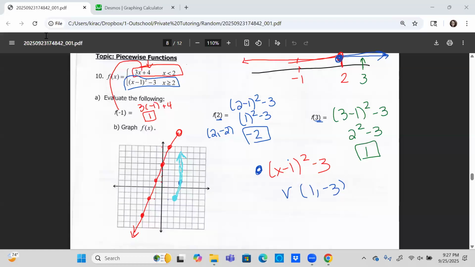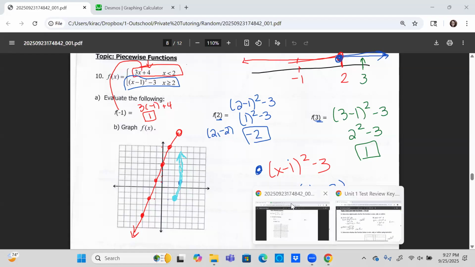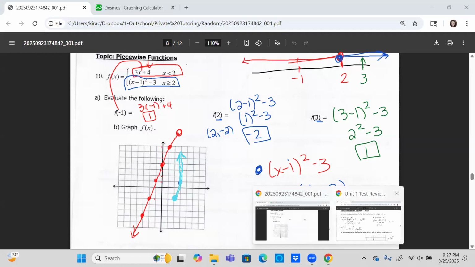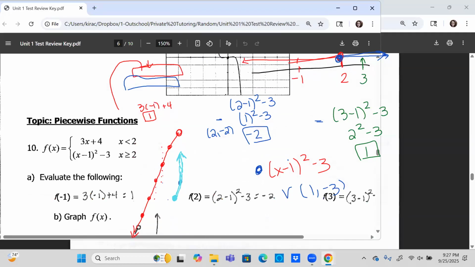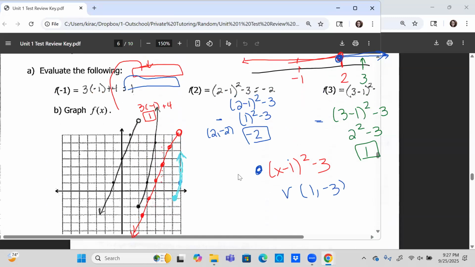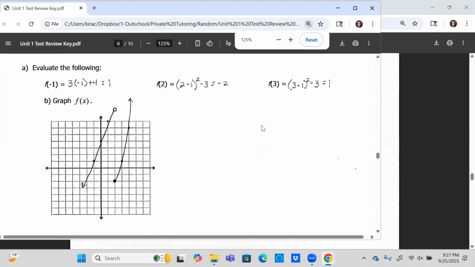Let's check the key. Yep, looks good. Looks good. Let me unzoom that a little bit. Yep.